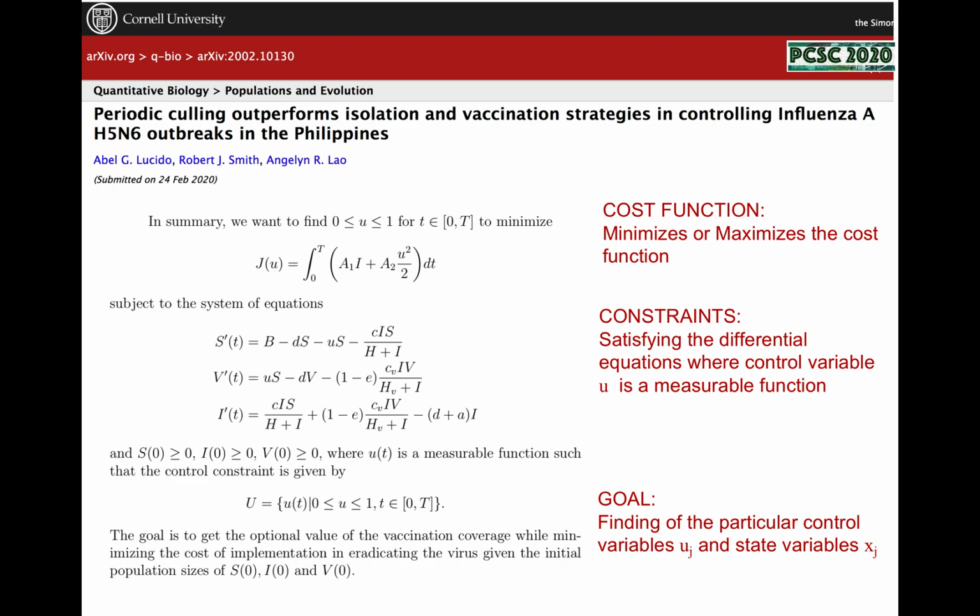So we have a cost function represented by an integral function, and we try to minimize or maximize this cost function that satisfies the differential equation or the SIR models, with control variables u, which is a measurable function. Okay? And the goal is to find a particular control variable u and state variables x that will minimize or maximize the cost function, given the constraint.